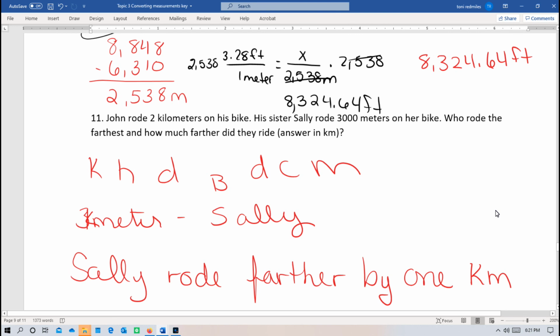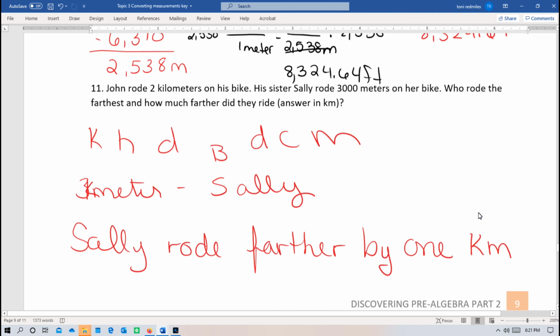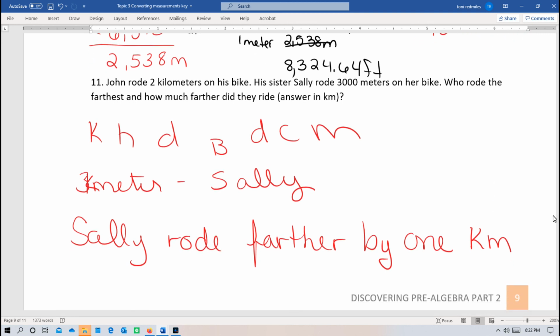John rode 2 kilometers on his bike. Sally, his sister, rode 3,000 meters on her bike. Who rode the farthest and how much farther did they go? All right, so first I need to get them both in the same unit. So Sally rode 3,000 meters. Let's turn that into kilometers. So I have to move 3 to the left. So 1, 2, 3. She rode 3 kilometers. Now I have comparables. So Sally obviously was bigger, and she's only more by 1 kilometer. And it said answer in kilometers, so it's a good thing I did it that way.